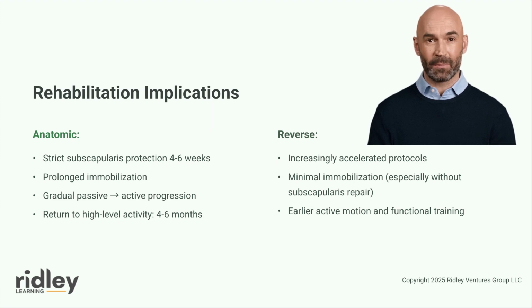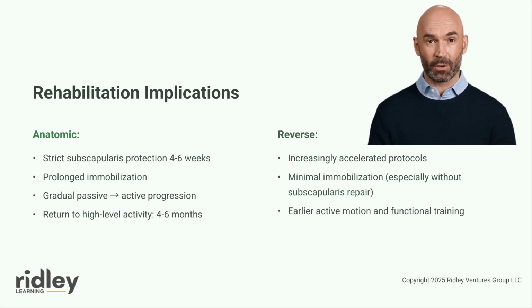Now, let's discuss the implications for rehabilitation planning. The choice between anatomic and reverse arthroplasty has direct implications for postoperative rehabilitation protocols. Anatomic arthroplasty requires strict protection of the subscapularis repair, prolonged immobilization for 4 to 6 weeks, and gradual progression through passive, active-assisted, and active range of motion before initiating strengthening exercises.